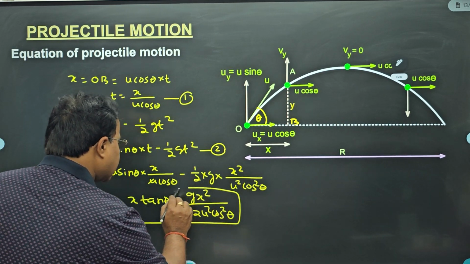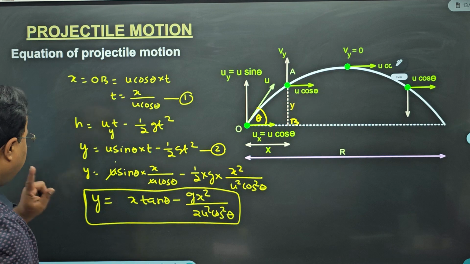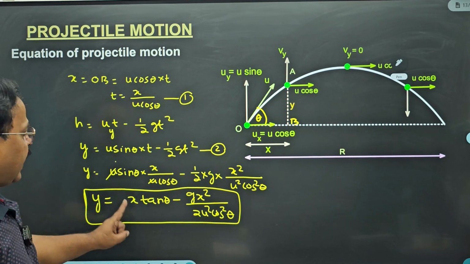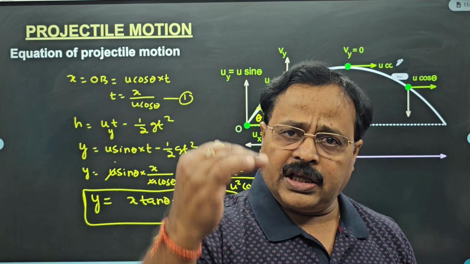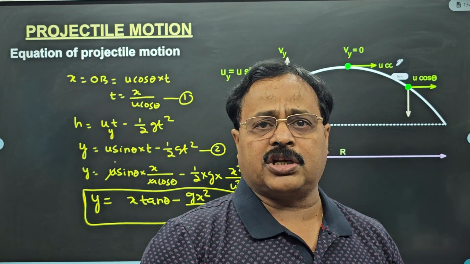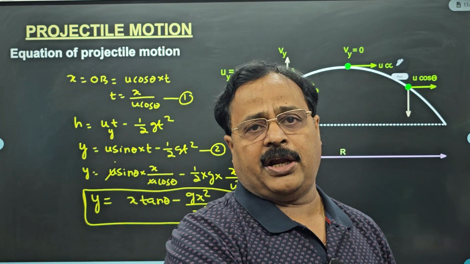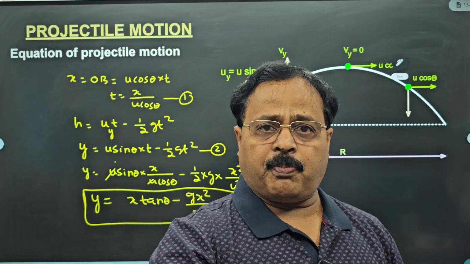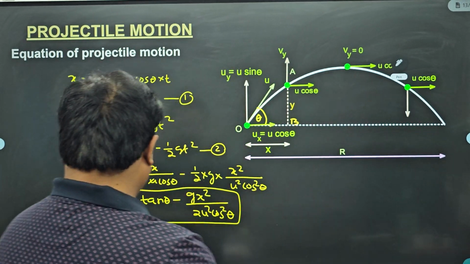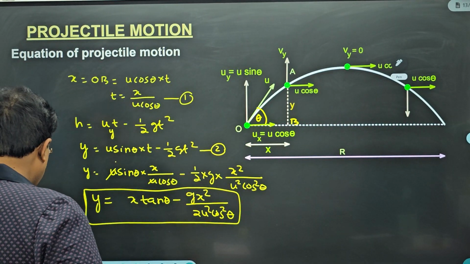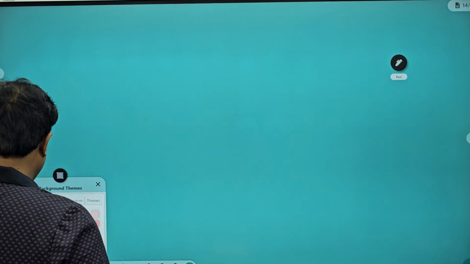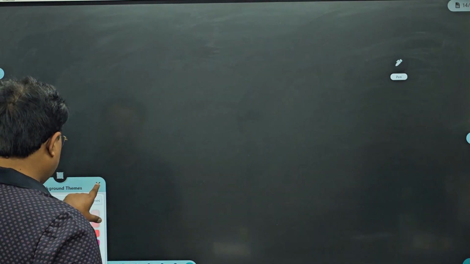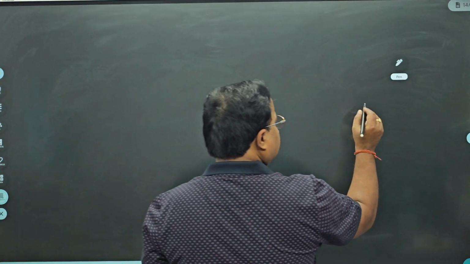Here you see, this is the equation of projectile motion, which contains the variables y and x. Now we derive the equation of projectile motion in terms of range, my dear students. How do we derive it? You see.